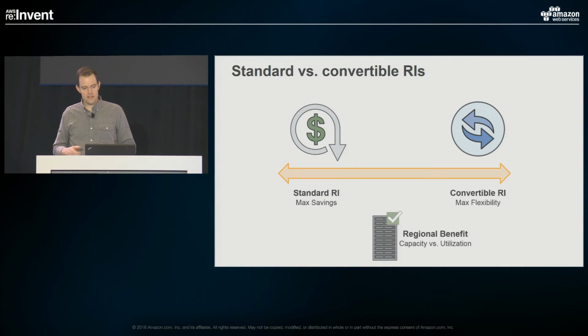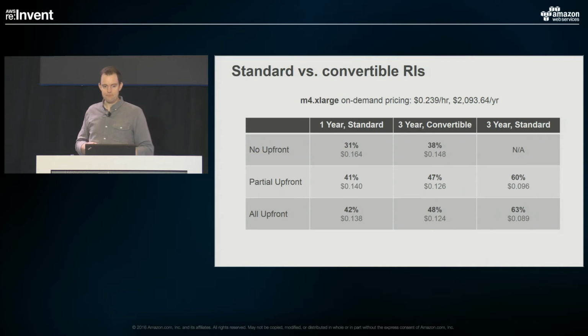And speaking of buying RIs, let's look at some math. I like looking at an M4 XLarge. It's about 24 cents an hour. And if you do the math on that, that's $2,000 a year, roughly. The columns here represent the kind of RI and the RI term, so 1 year or 3 years. Amazon doesn't offer a no upfront 3-year standard, that's why that's NA.